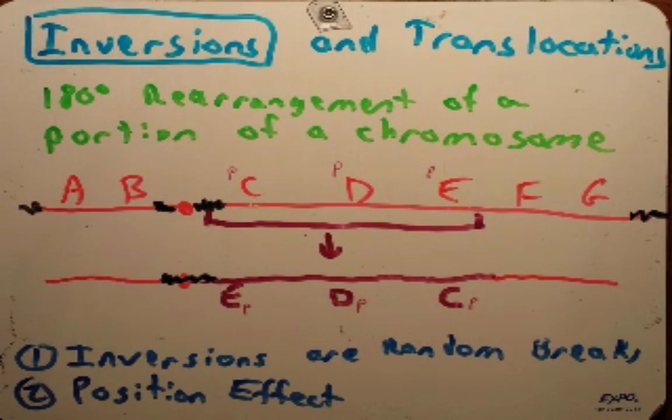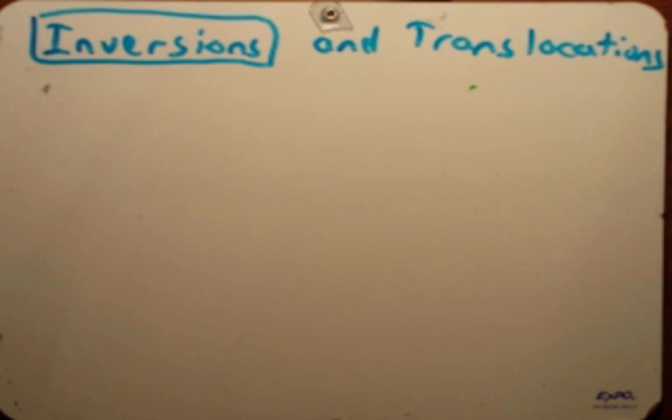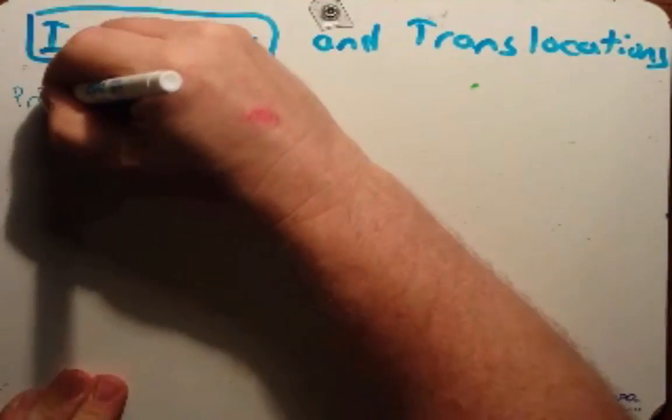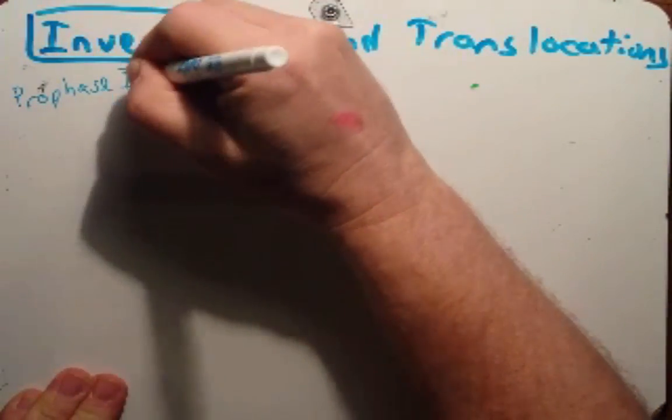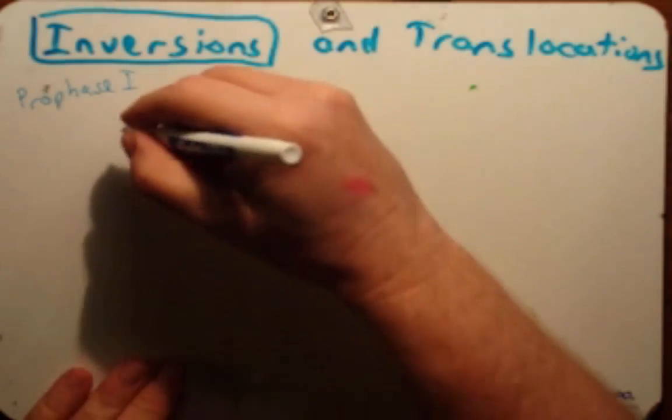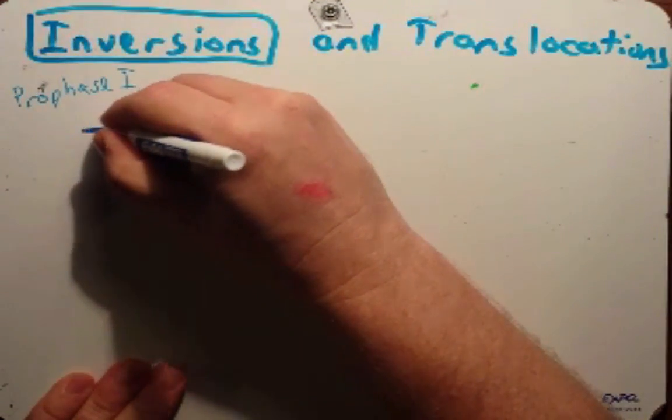Alright, now I want to move into inversions and meiosis. Okay, let's talk about meiosis now. And in particular, let's talk about prophase 1. And let's draw our homologous chromosomes here.